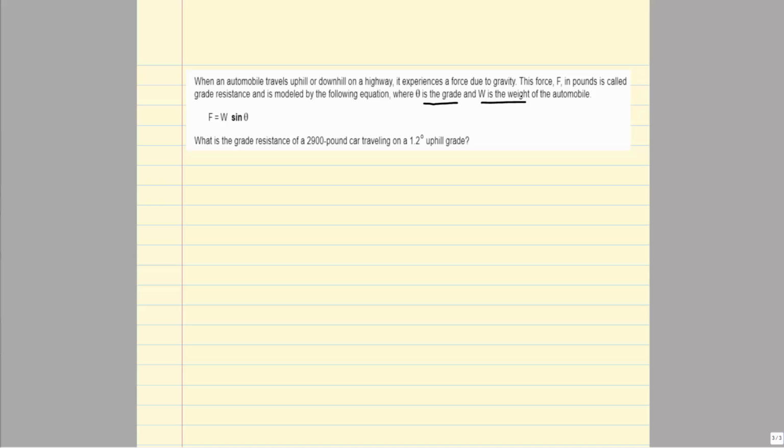Now remember, F is called grade resistance. So grade resistance is F. Okay, so let's go ahead and just plug into our formula. So we're looking for F. W is the weight of the vehicle, so that's 2,900 pounds. Sine of theta. Theta in this case is 1.2 degrees.